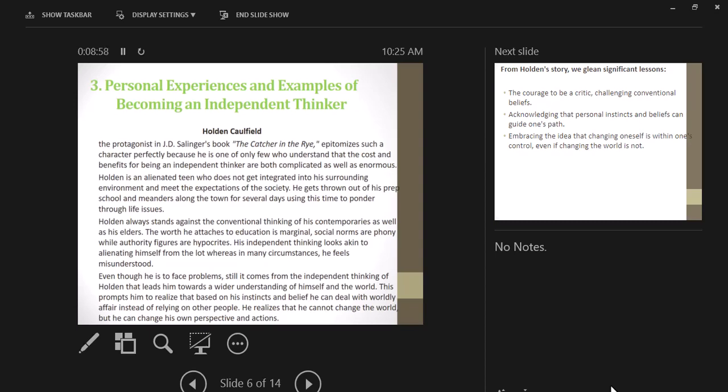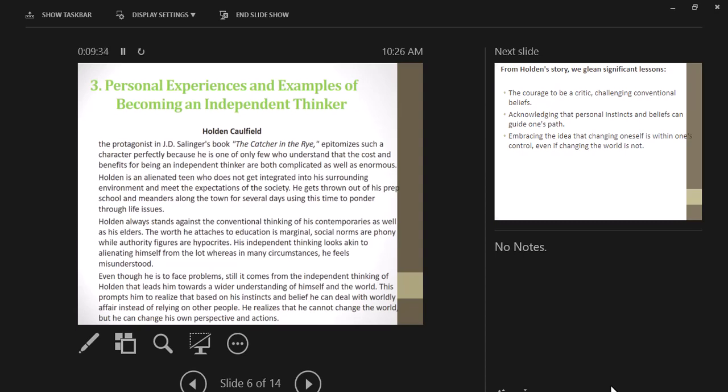Holden is an enlightened teen who doesn't feel integrated into his surrounding environment and doesn't meet the expectations of society. He gets thrown out of his prep school and lingers alone around the town for several days, using this time to ponder life issues. Holden always stands against the conventional thinking of his contemporaries as well as his elders. The world he is attached to, education, is marginal. Social norms are forming while alternative figures are hypocrites.